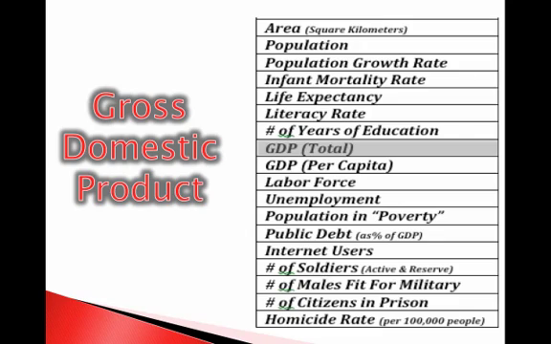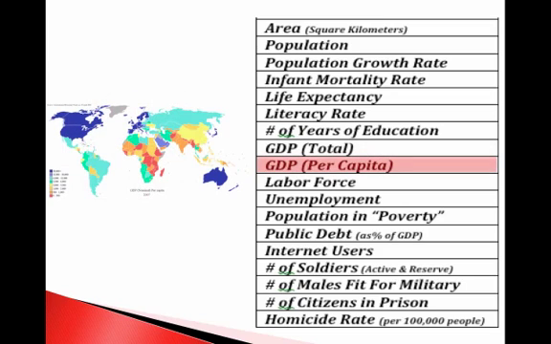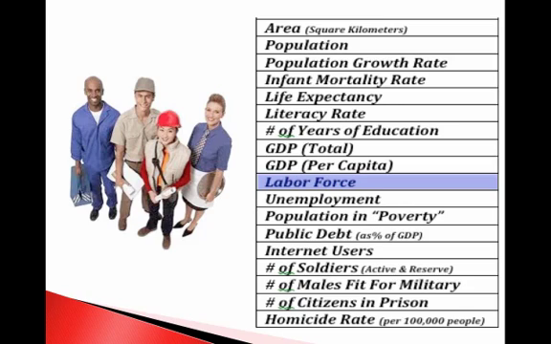GDP stands for gross domestic product. It's basically how much our economy and our businesses in a country are producing in a year. We then can divide that by person to see where countries have the most productivity. That's really what it is. GDP per capita as well as infant mortality rate are two of the most commonly used indicators of the strength of a nation. Labor force, how many people do we have that can work?